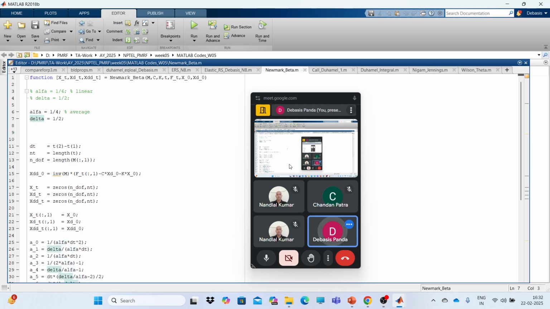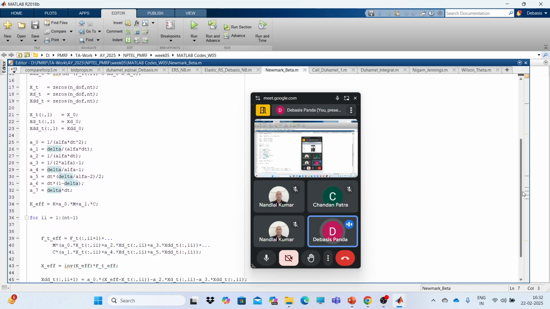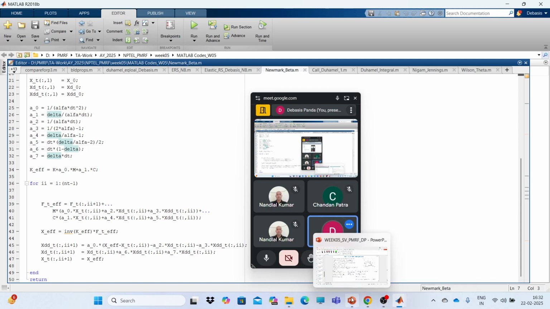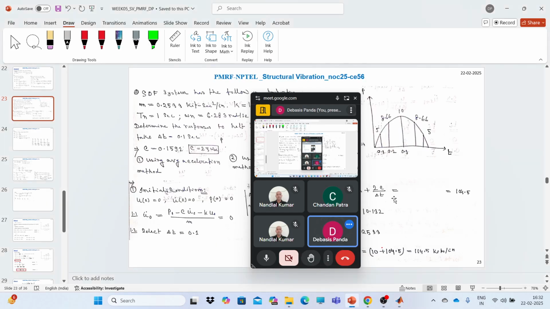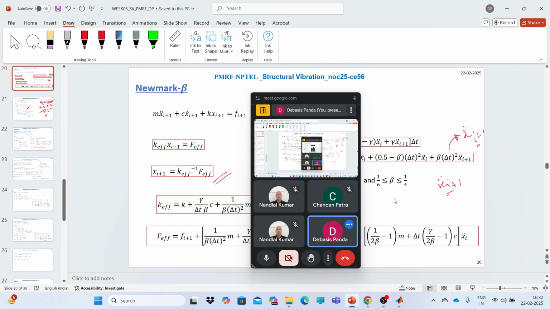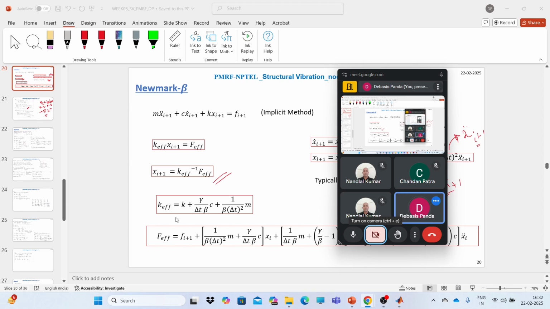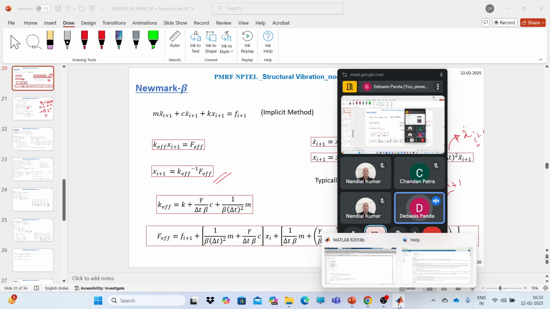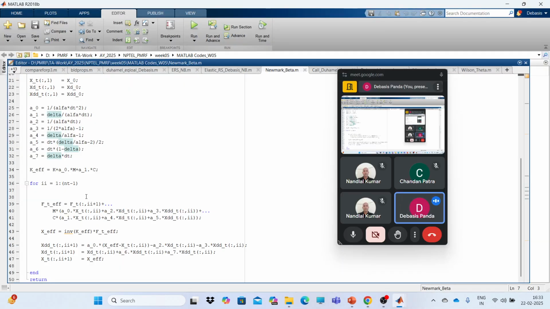Now we need to write those nice long expressions for k effective and f effective. So here are the expressions for k effective and f effective. These two expressions we need to write here. So here we can see k effective is written here and f effective is written here.